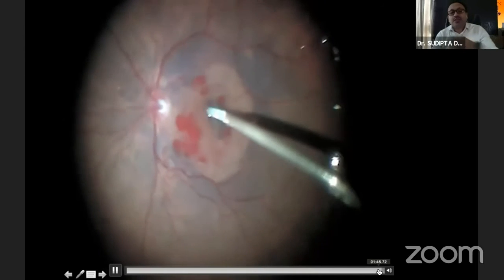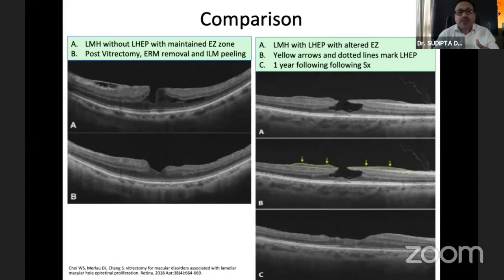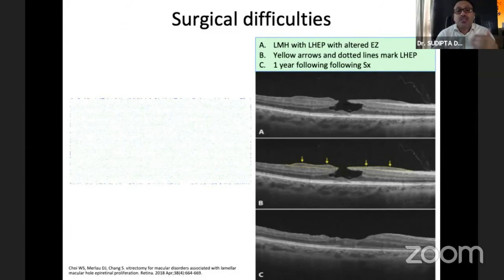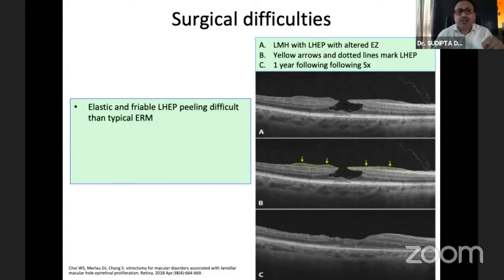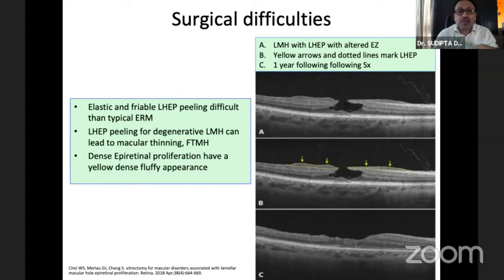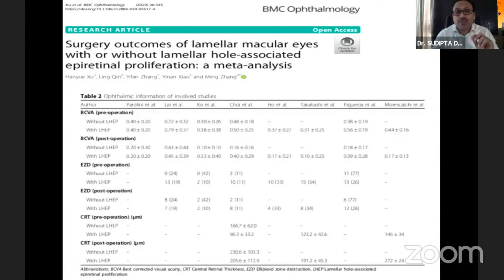Yes, please, Doctor. So this is the embedding technique with the soft tip cannula. If we compare this patient on the left with typical ERM, there is good visual acuity post vitrectomy, compared to the right side, where visual acuity was not as good in the case of LHEP. But the surgical difficulties, as you have seen, arise because of this friable LHEP. There's a degenerative LMH, which can lead to macular thinning and full thickness macular hole, and dense epiretinal proliferation has a yellow, dense, fluffy appearance, which sometimes becomes difficult to remove.